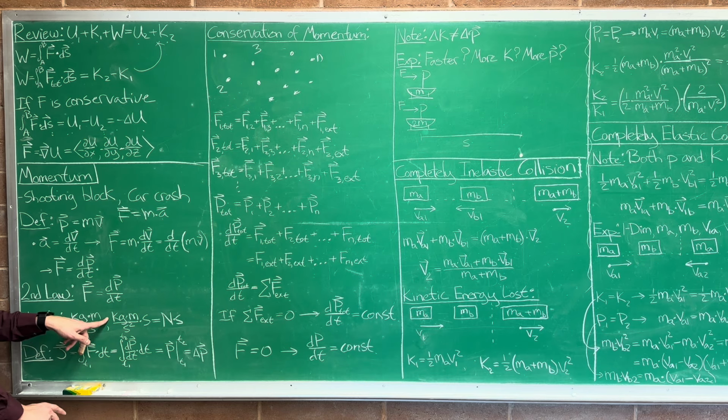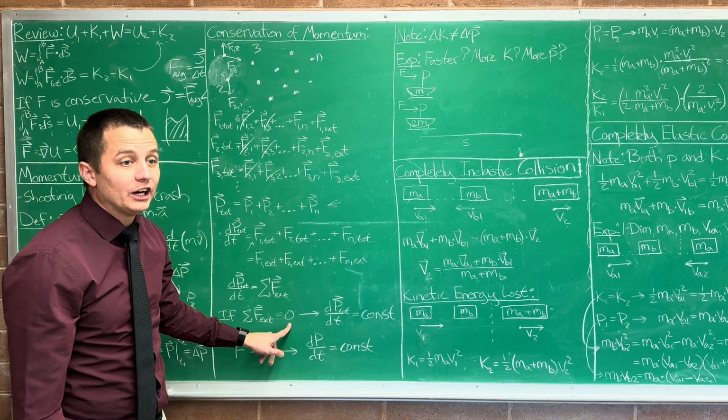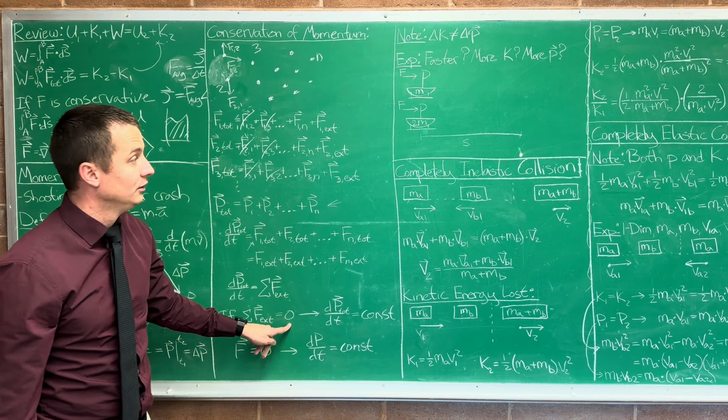So, the change in your total momentum is equal to the sum of your external forces. You with me? And so if the sum of your external forces is 0, then what do you get when you integrate 0? Just a constant. If the derivative is 0, then the momentum is a constant. Sorry, that was probably confusing.